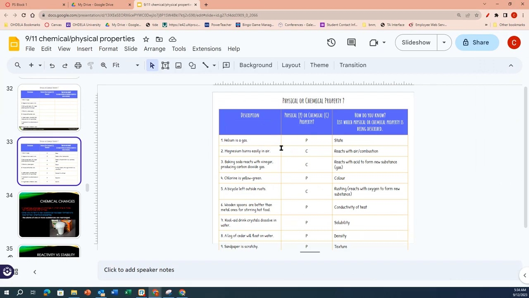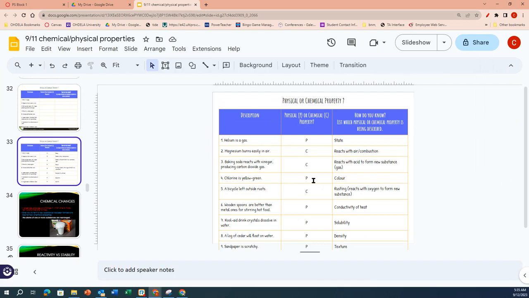So here's a better explanation. Helium is a gas. That's a physical property. That's a state of matter: solid, liquid, or gas. Magnesium burns easily in air, reacts with air, is combustible. Baking soda reacts with vinegar, reacts with acid to form a gas, a new substance. So it forms a new substance. That's the difference. Helium is a gas, it doesn't change. It may change state, but it doesn't change into a new substance or react.